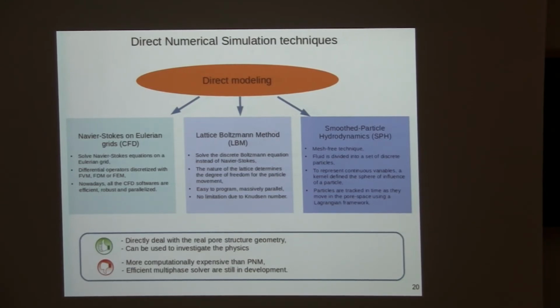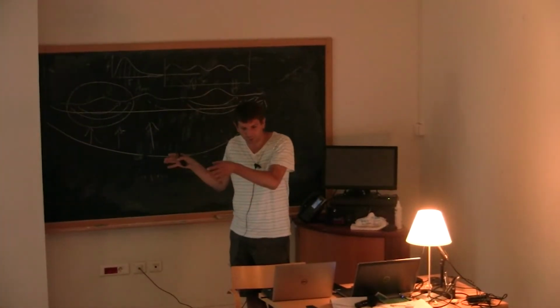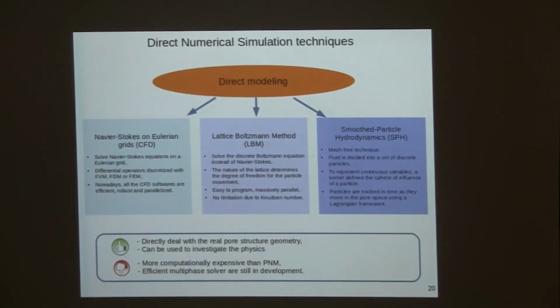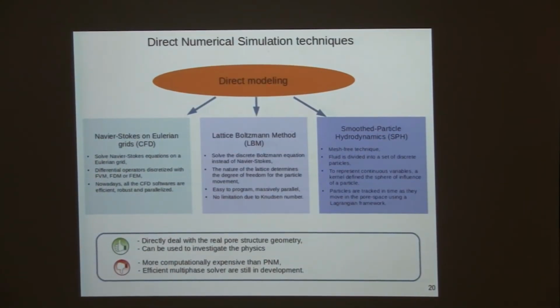I would say the main advantage of the direct modeling approach is that you deal with the real pore structure geometry, so you don't make any approximation on the pore structure, except the approximation you make during the segmentation. Here you really solve the physics, it's not like PNM where you volume average the physics and have some law. But it's much more computationally intensive than techniques like PNM. And for multiphase flow, we still have some work to do. We start to have good results, but there is still work to do, especially for capillary dominated flow.